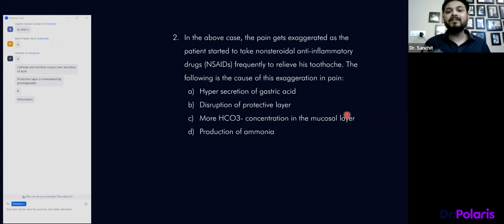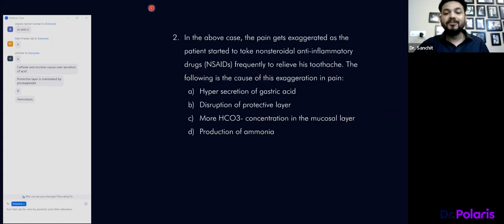Now what happens when we take NSAIDs in a very high concentration? These are called non-steroidal anti-inflammatory drugs. Why anti-inflammatory? Because they are prostaglandin inhibitors. So they inhibit that pathway. Less prostaglandins will be there, so more disruption of our protective layer mechanisms will be there, and that is the reason they will cause more exaggerated pain in such patients.